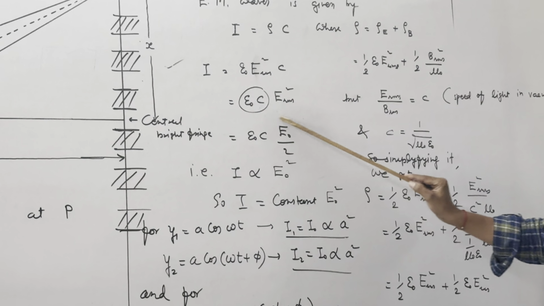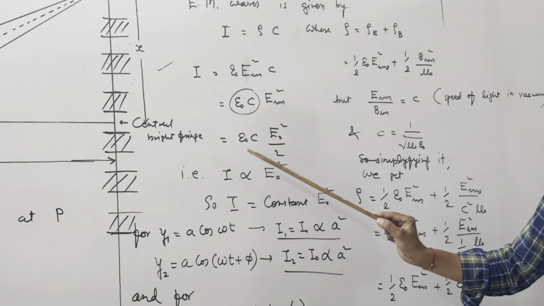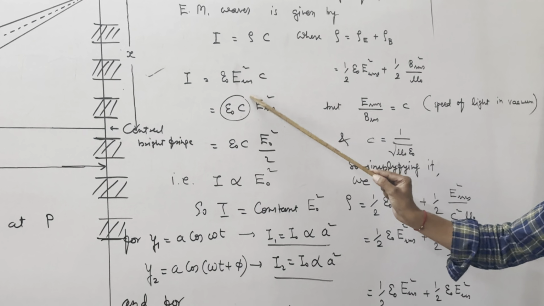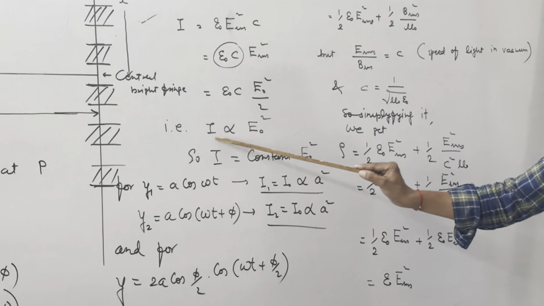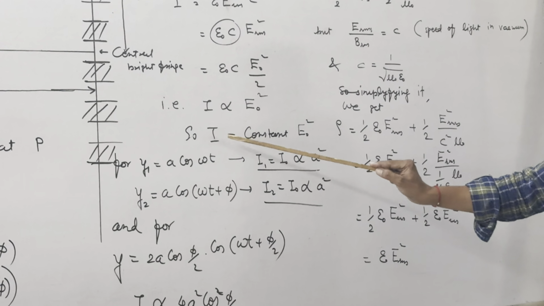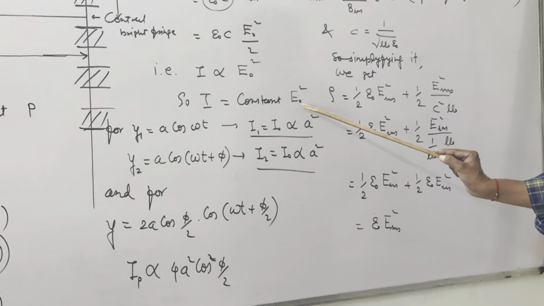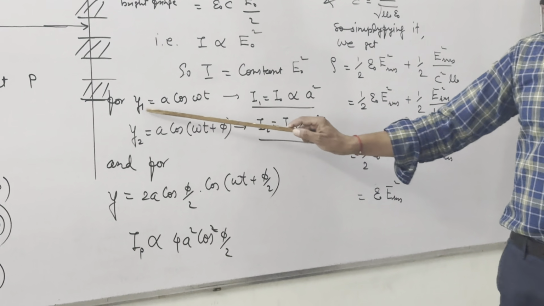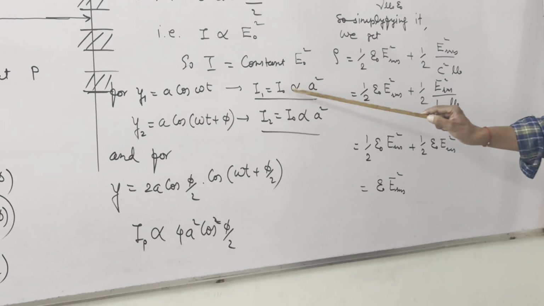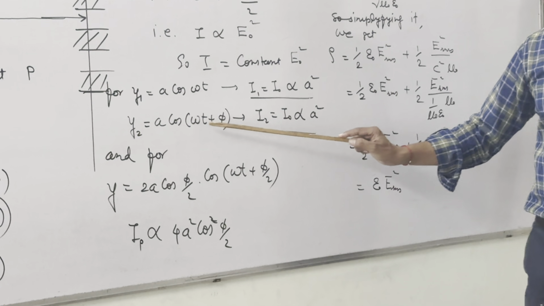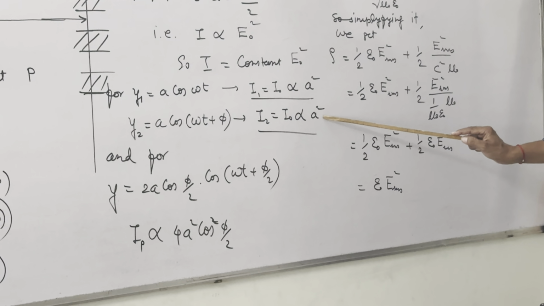So this suggests that intensity varies as amplitude square, the electric field amplitude square. So I equals a constant into E naught square. For the first wave, y1 is a cos omega t, so I naught varies as a square. y2 also has the same amplitude, so I naught varies as a square.